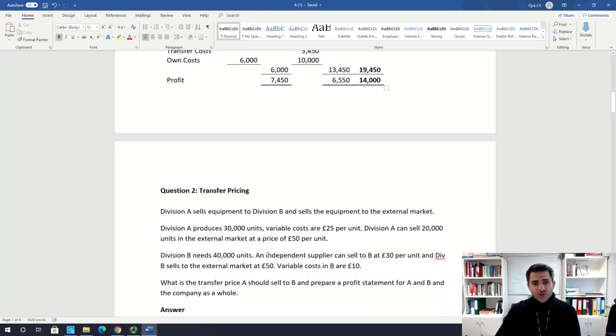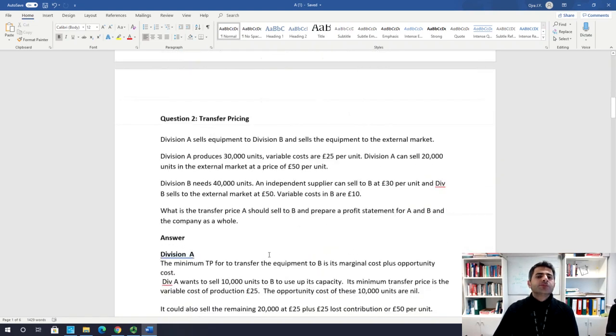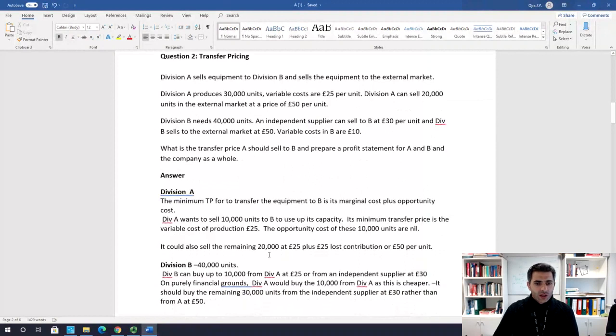So now let's jump to question number 2. Division A sells equipment to division B and also sells equipment to the external market. Division A produces 30,000 units and the variable cost is £25. Division A can sell 20,000 units in the external market at the price of 50 pounds.